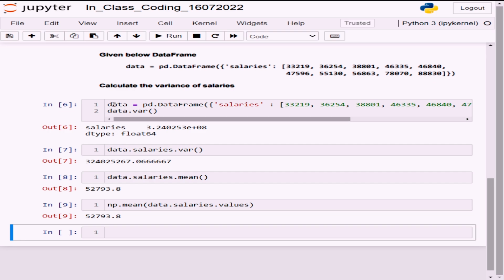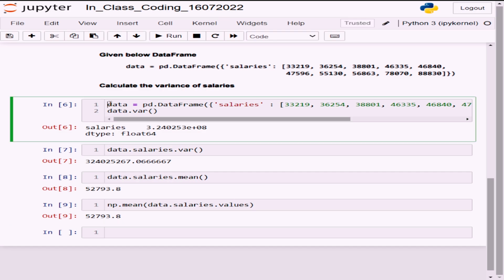Yeah. Line number 6, point number 2. First line, I'm passing the data. I'm creating the data frame, and I'm calling the function to calculate the variance. So data.var actually results in this answer, the variance.